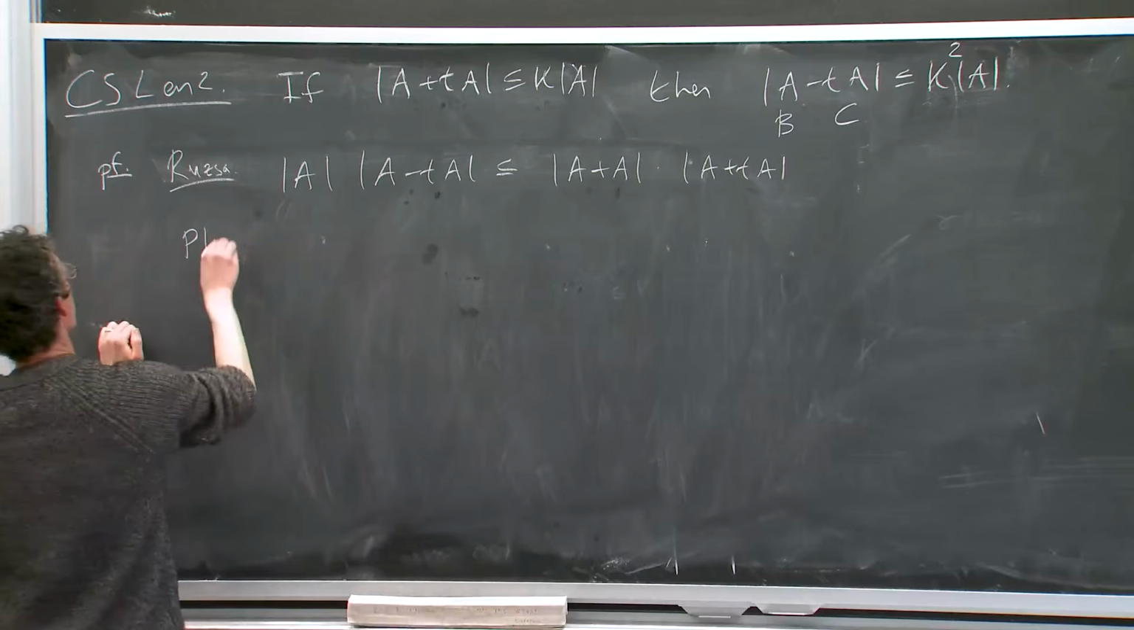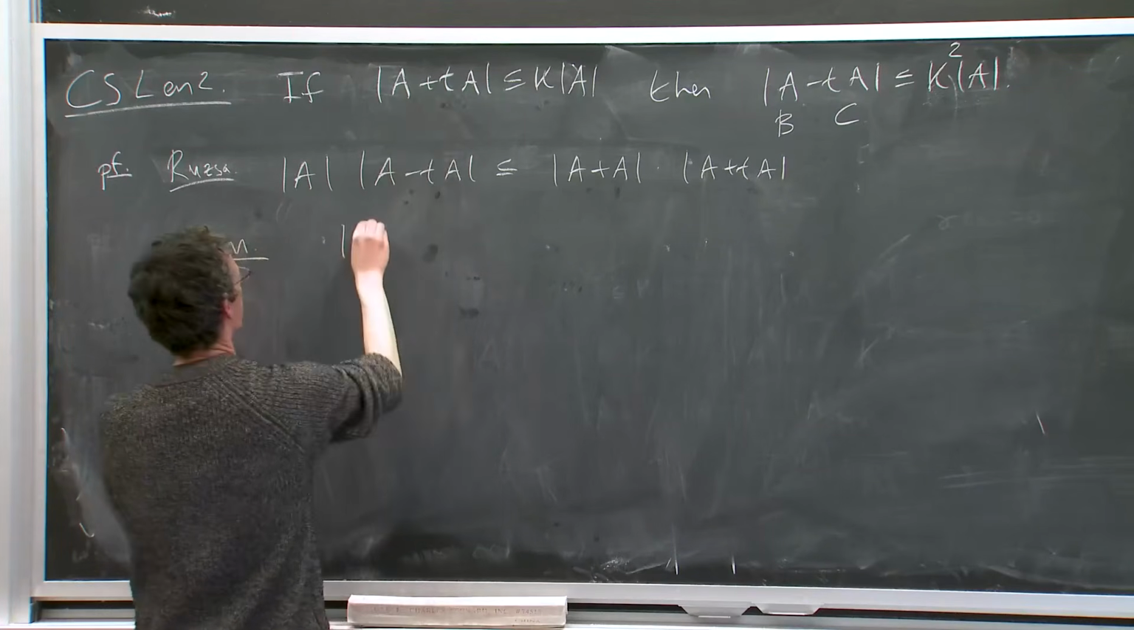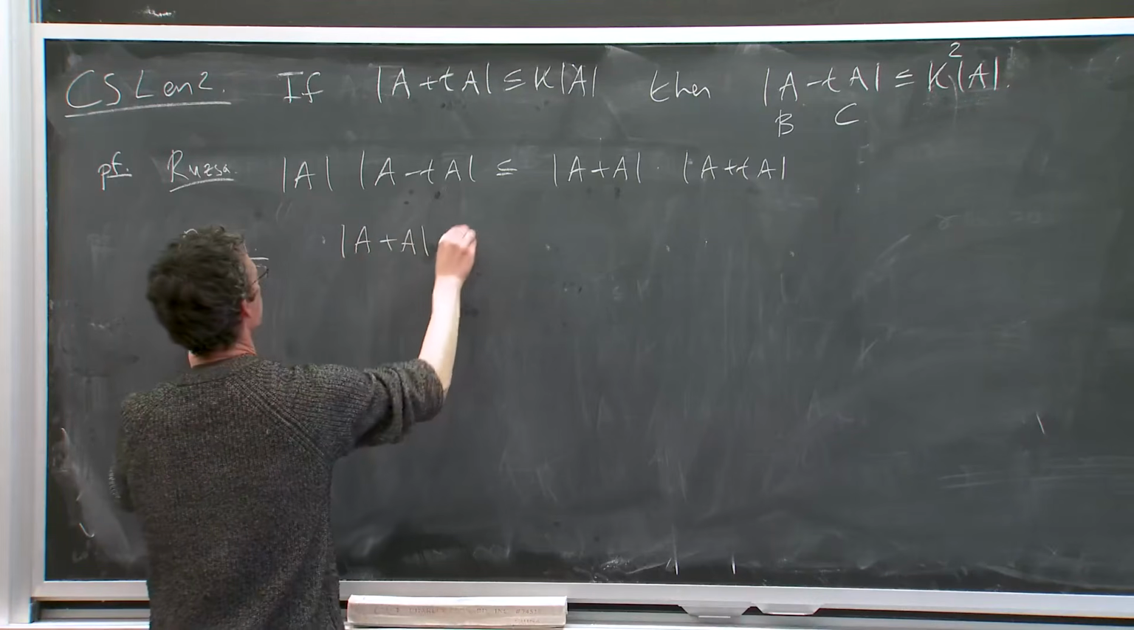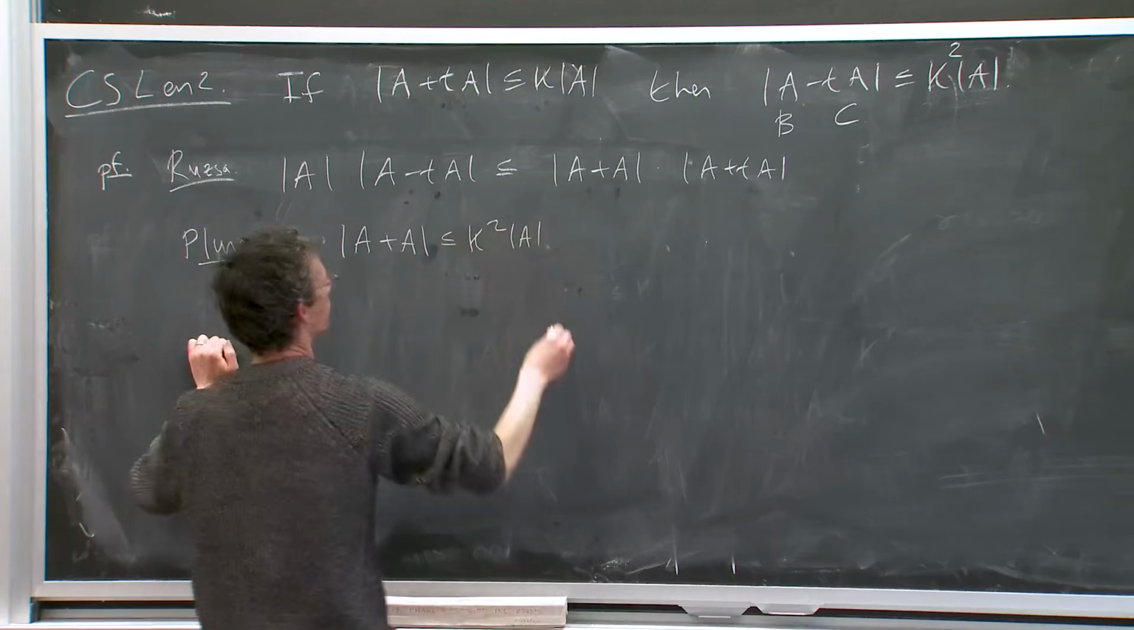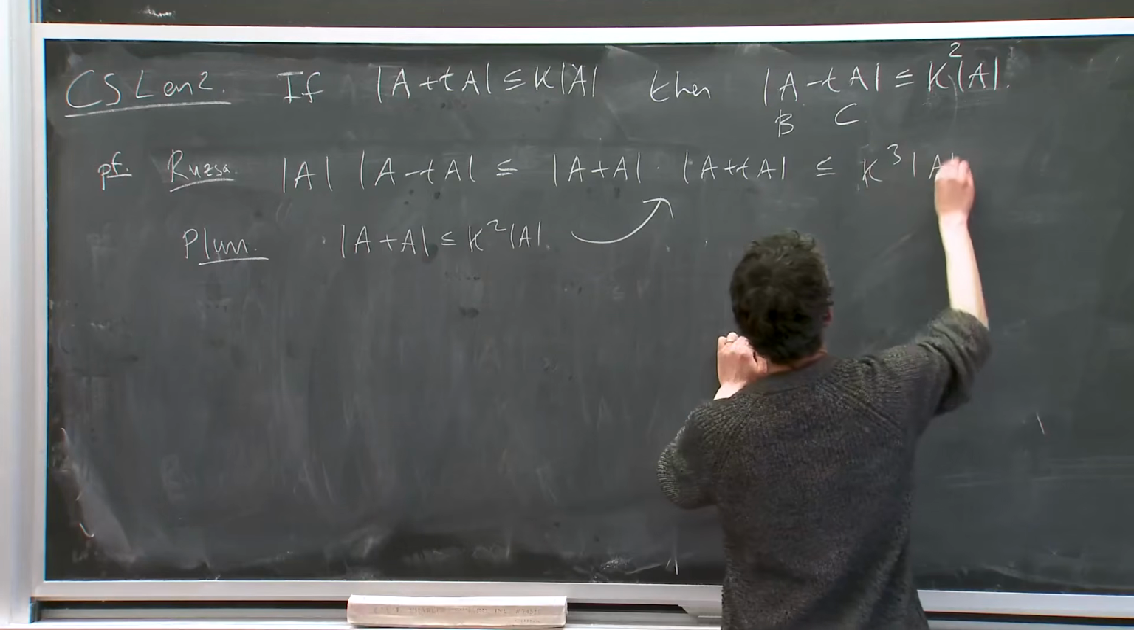But by Plunnecke's inequality, starting here, A plus A is less than k squared A. So this is less than k cubed A squared.